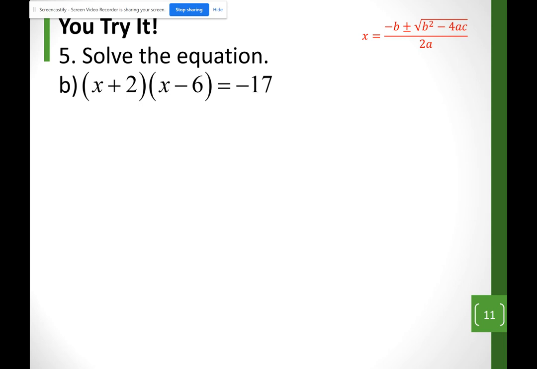Now this you should try at home. Remember the quadratic formula. In this case, your answer should be 2 plus or minus i.